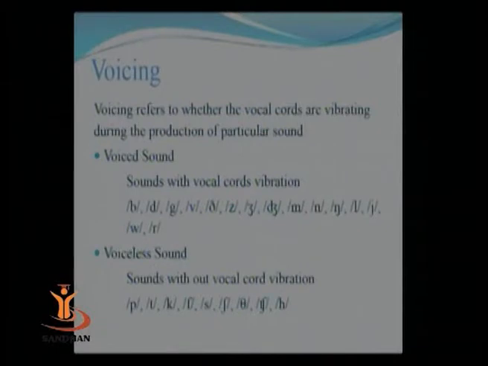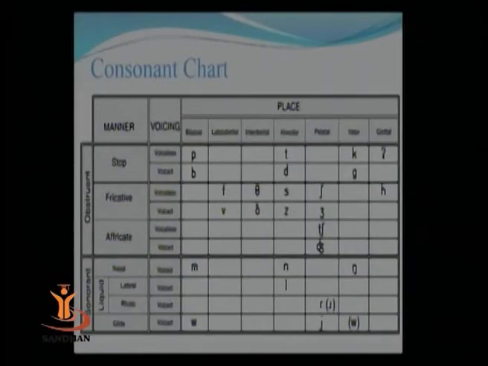So if we look at the sounds from the voicing point of view, nine sounds are voiceless and 15 sounds are voiced. This is the consonant chart from all three categories: manner point of view, place point of view, voicing point of view. See, stop consonants p, t, k voiceless, and b, d, g voiced; p is bilabial, t is alveolar, k is velar. f, th, s, sh, h voiceless sounds. v, dh, z, zh, j voiced sounds. ch voiceless sound. m, n, ng voiced sounds. l voiced sound. r voiced sound. w, y voiced sounds. So this is the consonant chart.